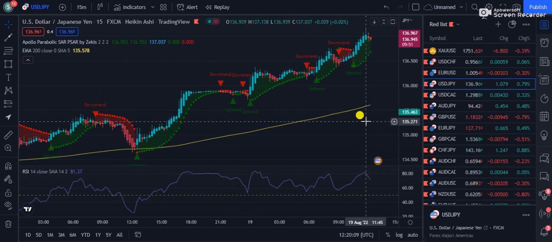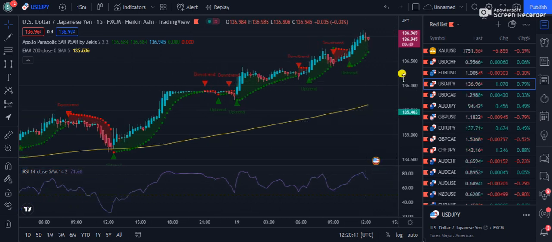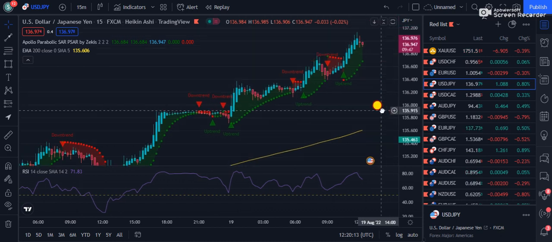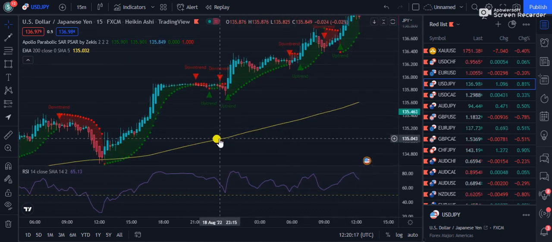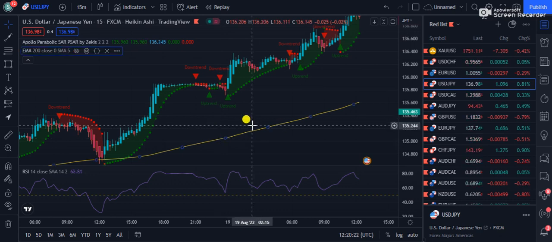Now let's get started with the strategy. The strategy itself is very powerful and very simple. Why have I added the 200 EMA, which you can see as a yellow line? That's very simple, because we want to trade with the trend, not against the trend, right?